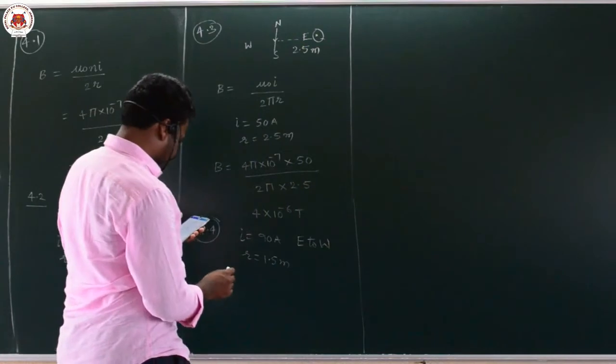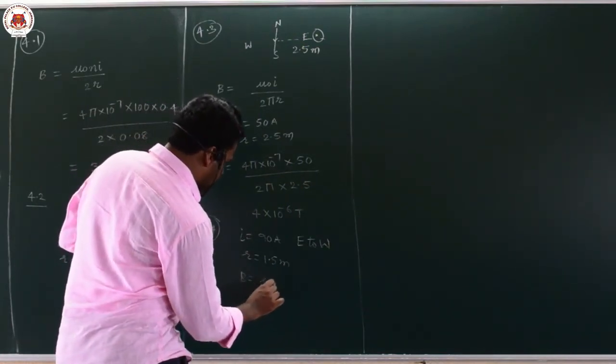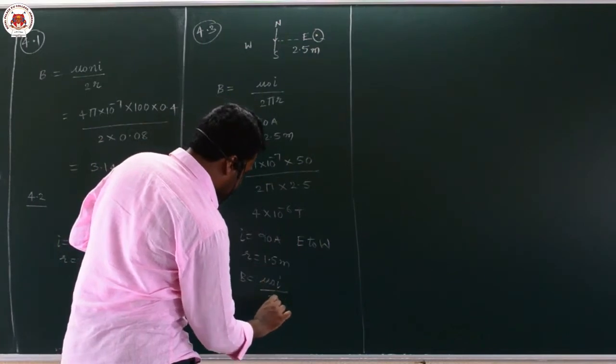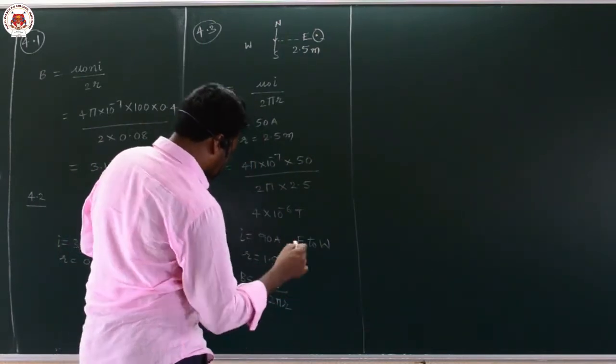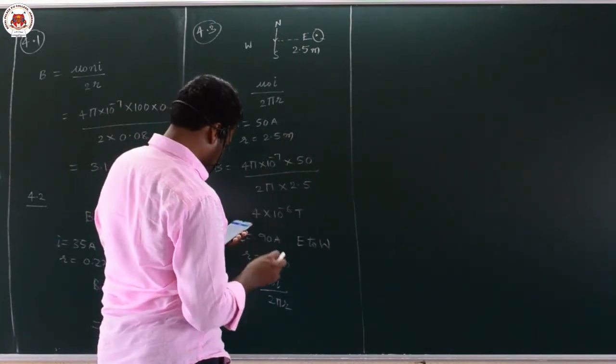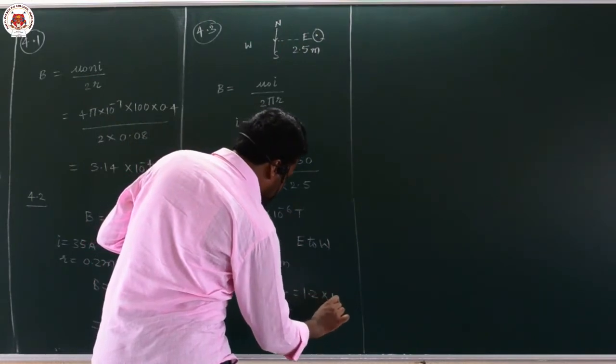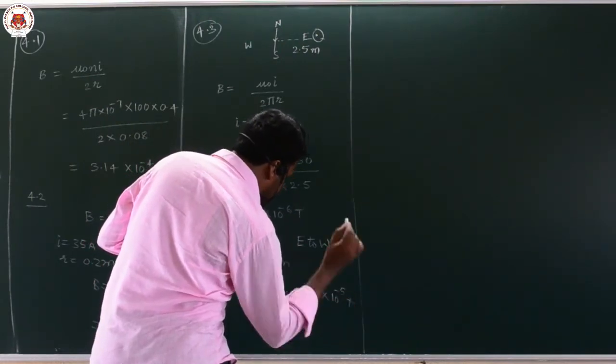See here, it is the same question. B is equal to, for a long wire, mu naught I by 2 pi r. If you just substitute all the values, you will get the answer as 1.2 into 10 to the power of minus 5 Tesla.